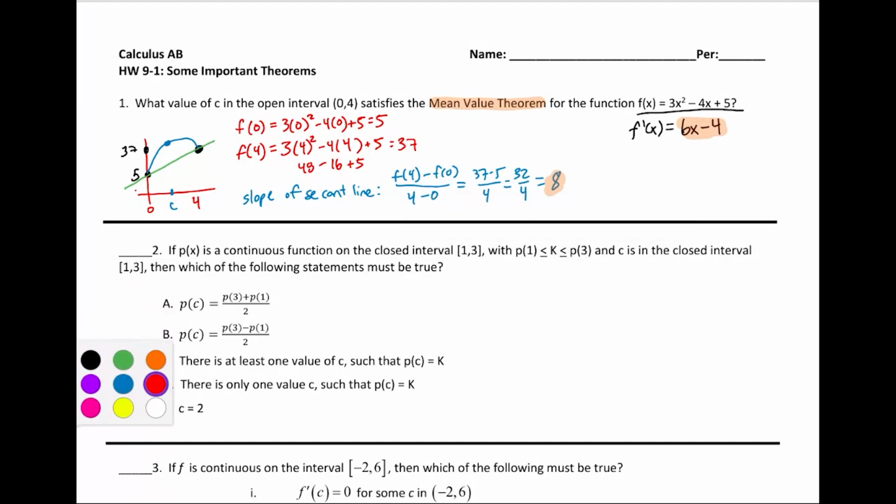So we'll let 6x minus 4 equal 8. Add 4 to both sides to get 6x equals 12. And so dividing both sides by 6 is going to give us 2. So what this is saying is that when x is 2, so our c value we know is 2, the slope of that curve at x equals 2 is going to be the same as the slope of the secant line that passes through the points on the ends of that interval. So our answer is x equals 2.